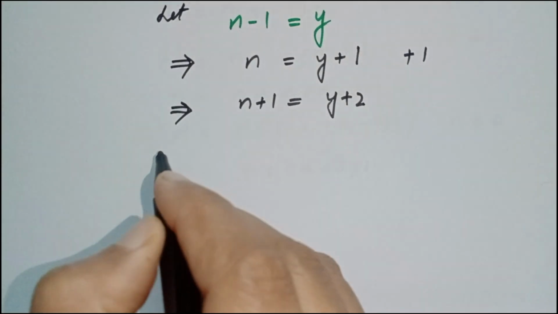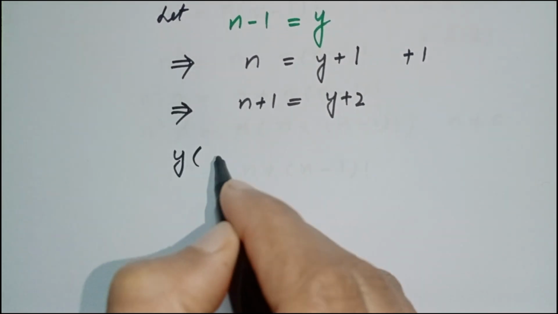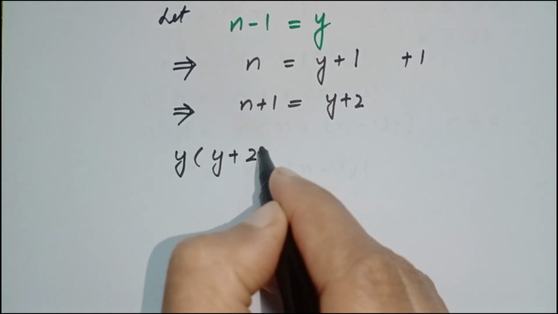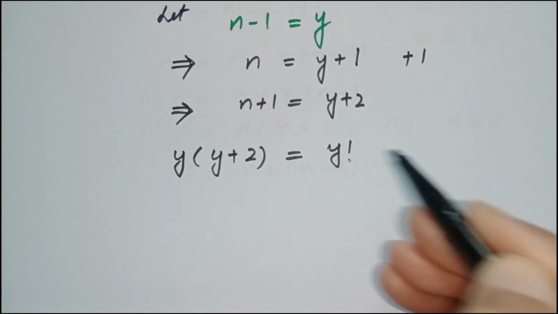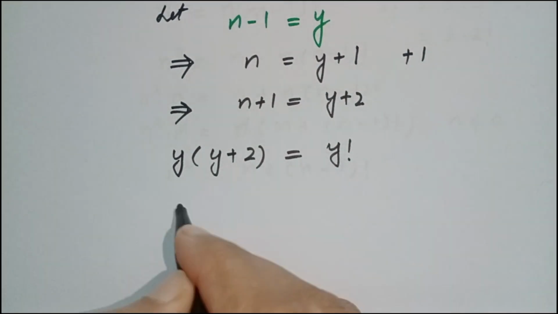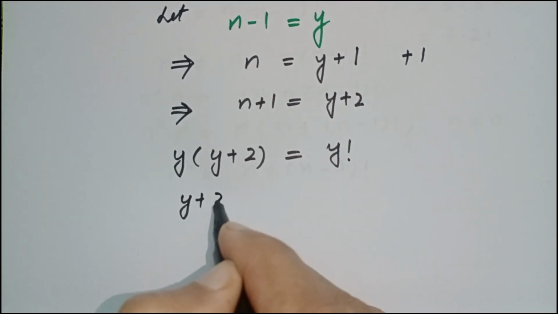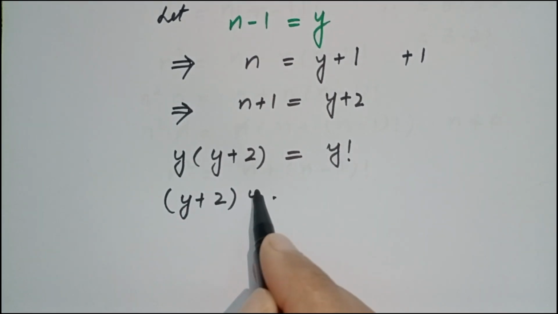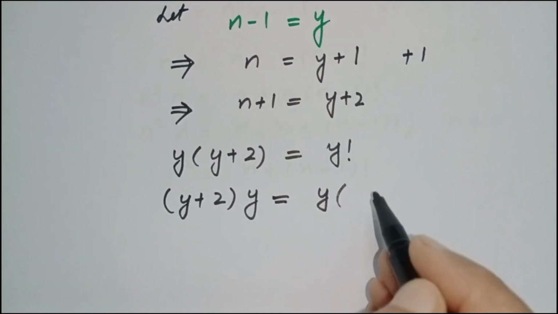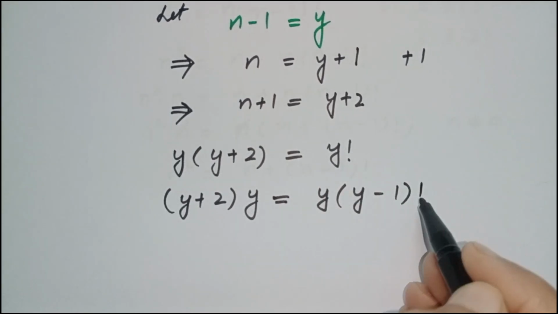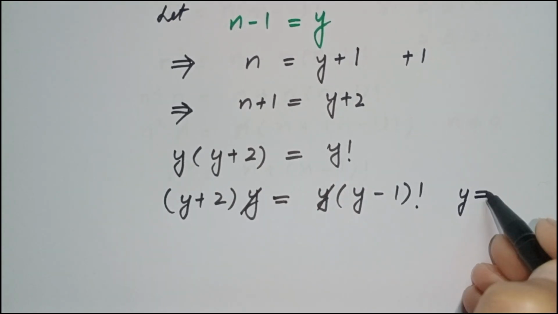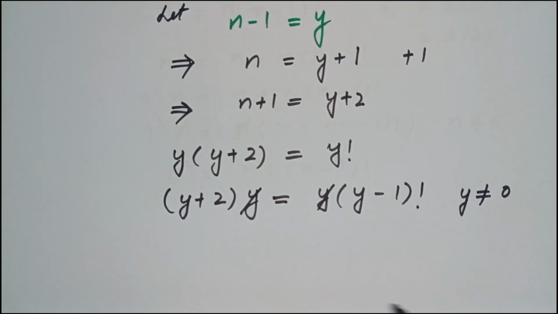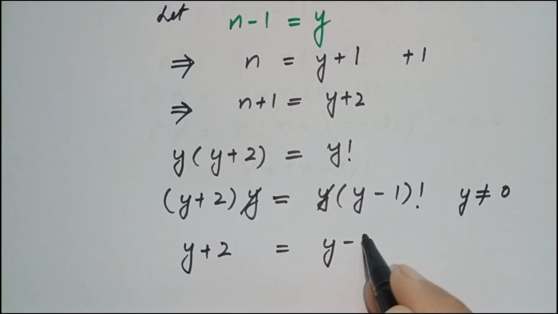So here y times y plus 2 is equal to y factorial, or we can write y plus 2 times y, just change the position, is equal to y times y minus 1 factorial. So y can be cancelled out, and of course y is not equal to 0. So here we can write y plus 2 is equal to y minus 1 factorial.